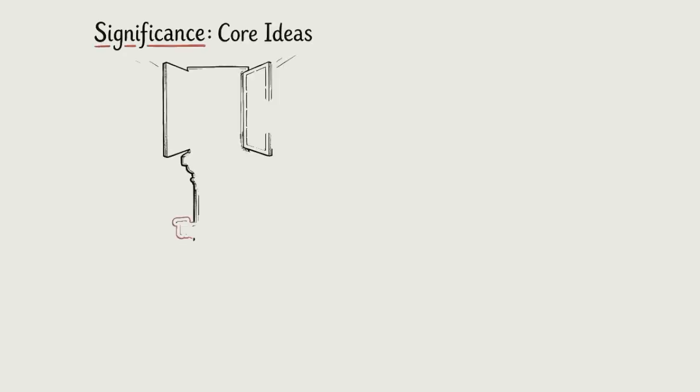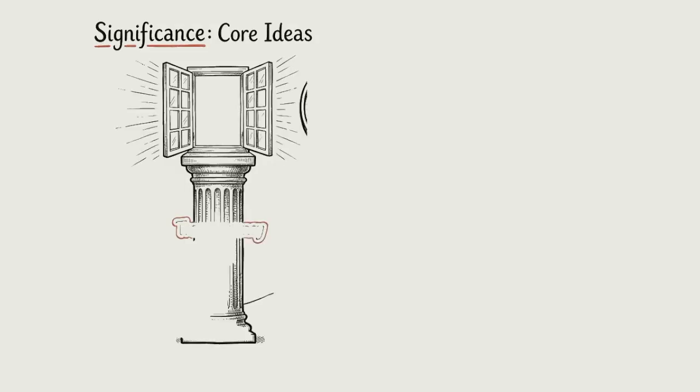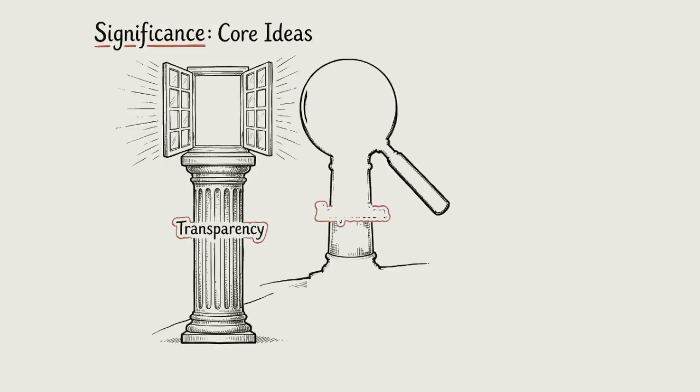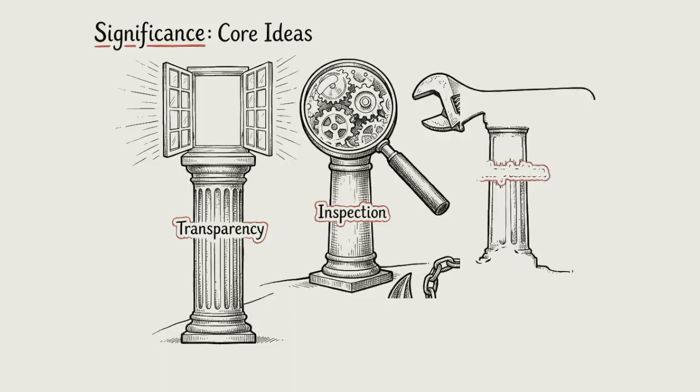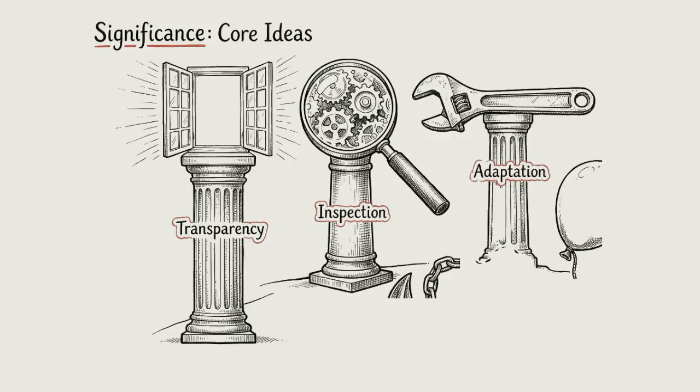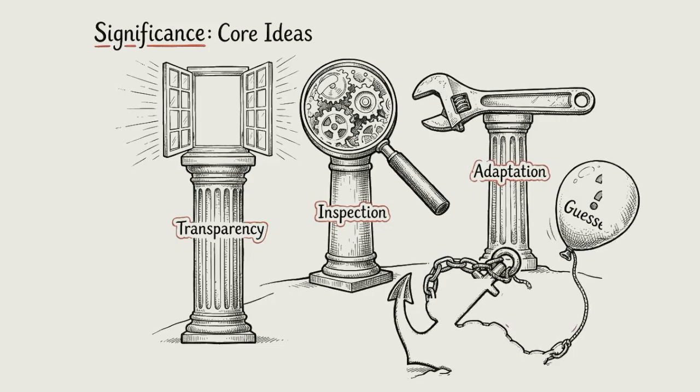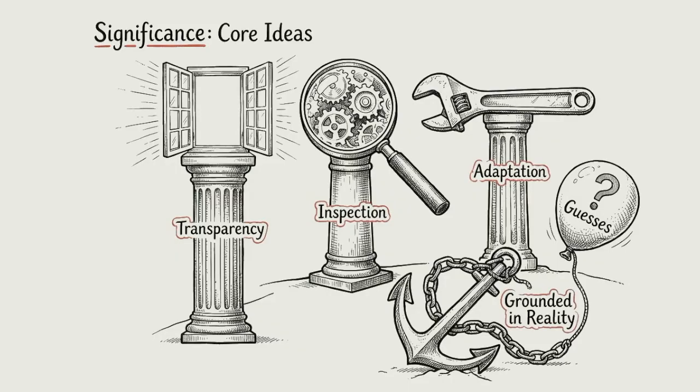The significance of the sprint review meeting lies in how it brings Scrum's core ideas to life. It creates transparency by showing real progress, not reports. It enables inspection by allowing stakeholders to experience the actual product. It supports adaptation by turning feedback into concrete changes. It also protects product value by keeping decisions grounded in reality instead of guesses.